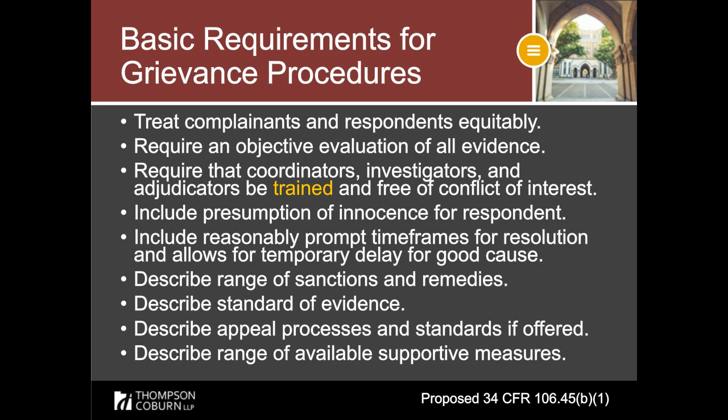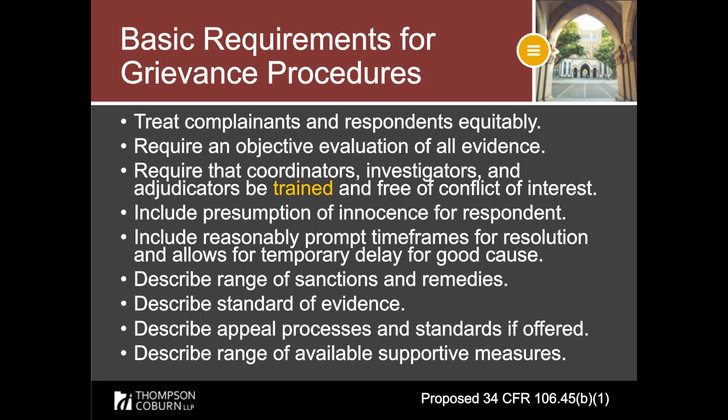Describe appeal processes and standards if offered. So notably, this rule the department has not proposed that you have to provide an appeal, right? You may have to provide some sort of appeal under your existing employee policies. There may be state laws, like, for example, in New York, where an appeal is required. But for Title IX purposes here, the department is not requiring that you make an appeal available. Describe range of available supportive measures. Most of this, again, I expect already is in most institutions, sexual misconduct, annual security report, sort of a combination of policies.